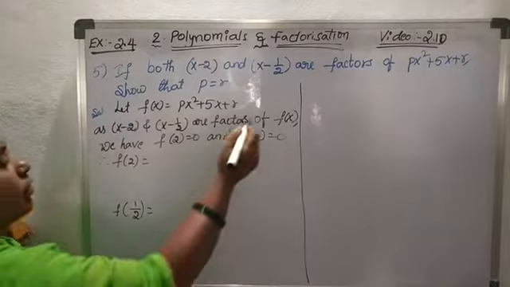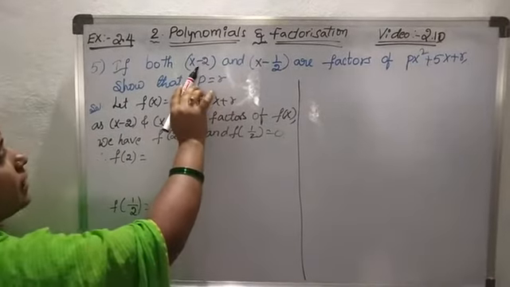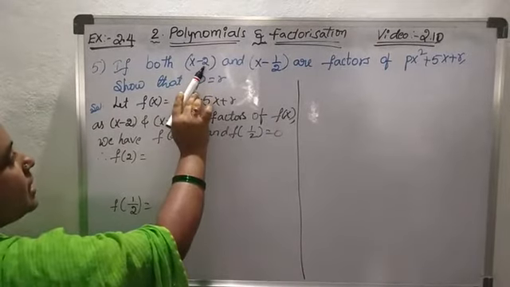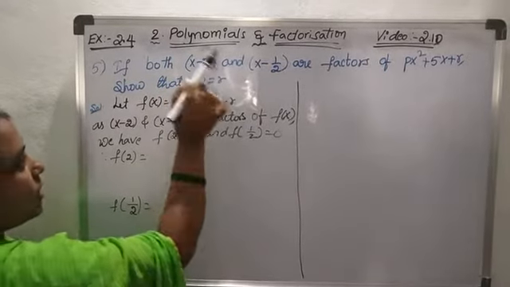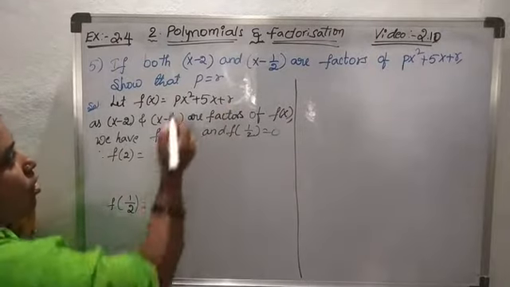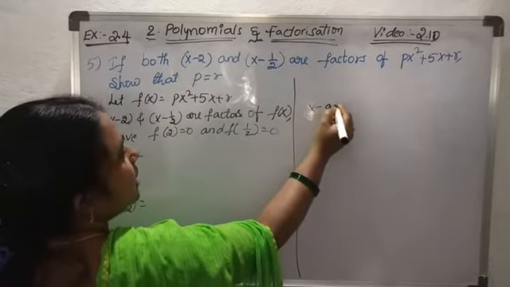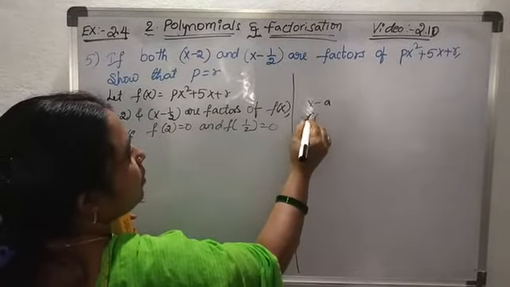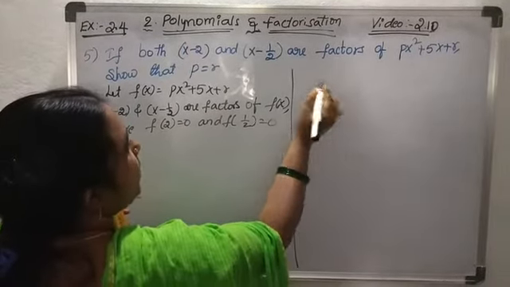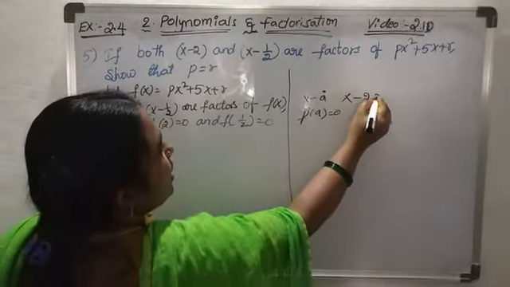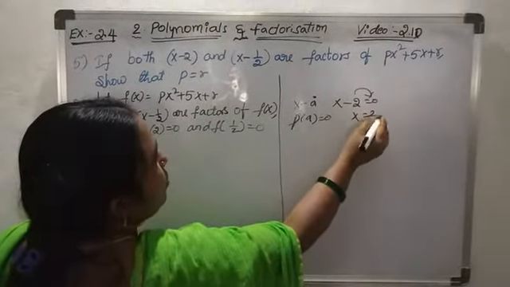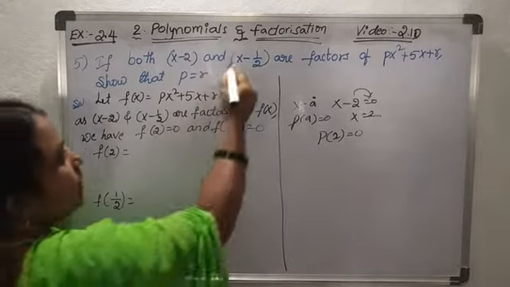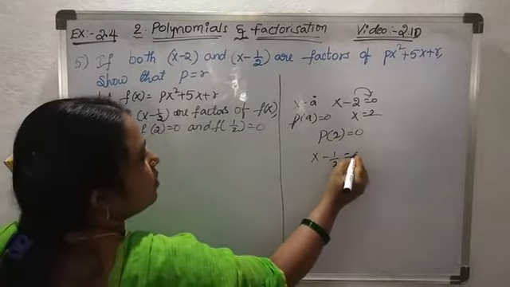Already we know the factor theorem: if it is a factor of the given polynomial, then the value should be equal to 0. This means p of 2 is equal to 0 and p of 1 by 2 is equal to 0. How? If x minus a is a factor, then p of a is equal to 0. In the place of a we have x minus 2 is equal to 0, then x is equal to 2. So we have p of 2 is equal to 0. At the same time x minus 1 by 2 is equal to 0.